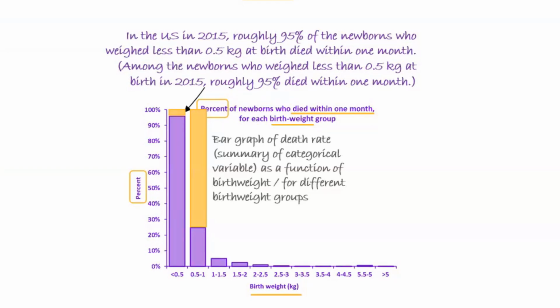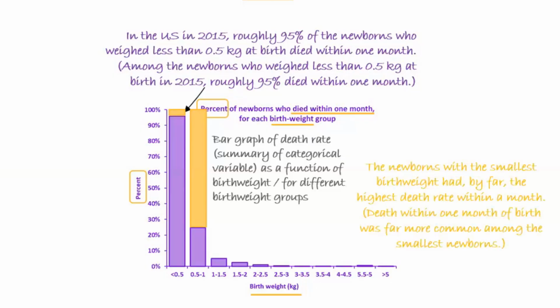So what do we make of that second graph? Well, what it tells us is that the death rate was highest for the smallest babies, and it was extremely, extremely high for those newborns that were very, very small, less than half a kilogram. And thankfully for heavier babies, the death rate is much, much smaller.